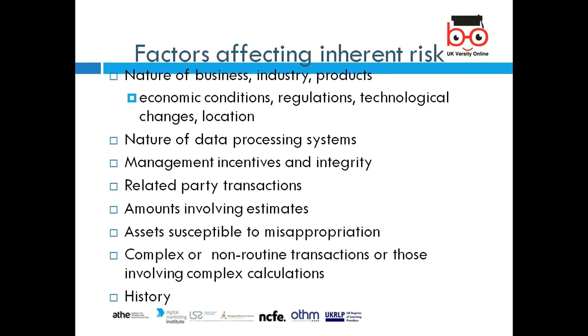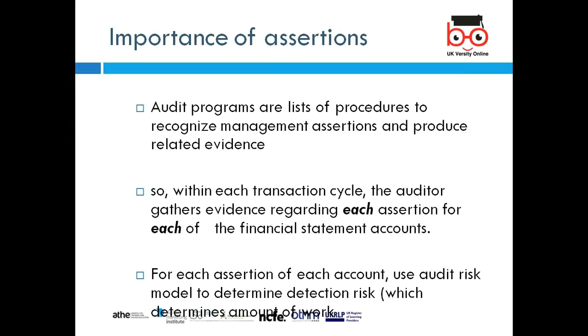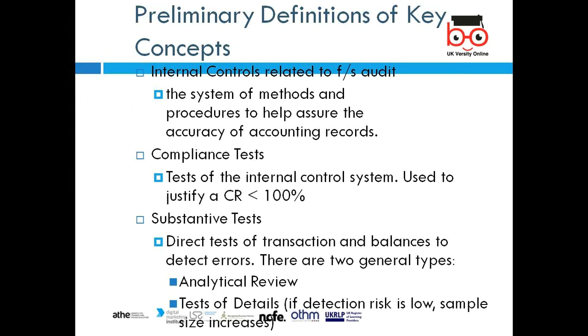Factors affecting inherent risk: nature of the business, industry, economic conditions, nature of the data processing, management. All these are the points we need to look at under inherent risk. When we look at assertions, how do we make sure? We put procedures in place, and an audit program is the list of procedures. For each transaction cycle and each assertion of each financial statement, we look at what the processes are, and how we can detect issues to minimize the audit risk.